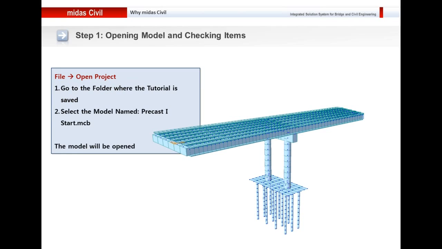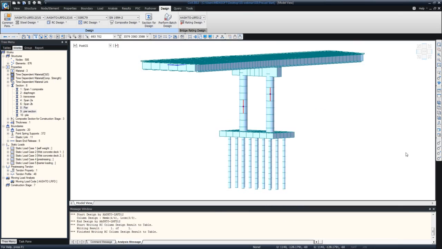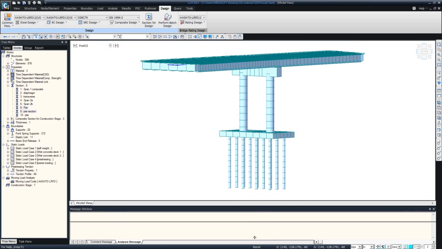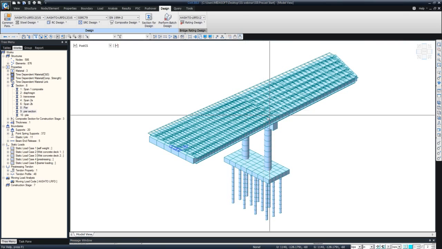So now I would request you all who are following me in this tutorial to open the model named Precast I Start in Midas Civil. I'll also open this model. Okay, so this is the model, the precast I-girder bridge.